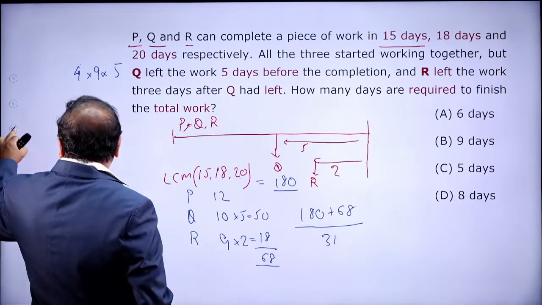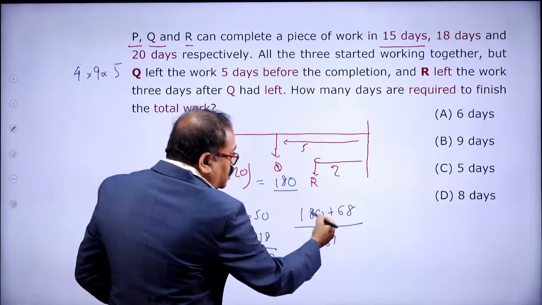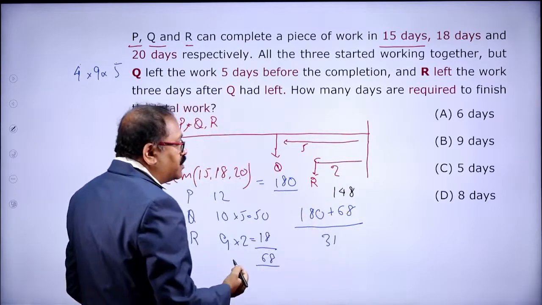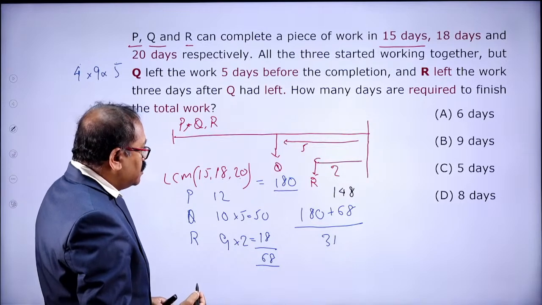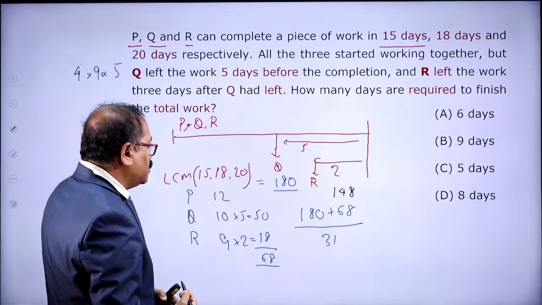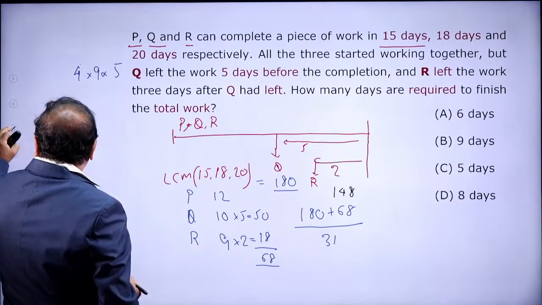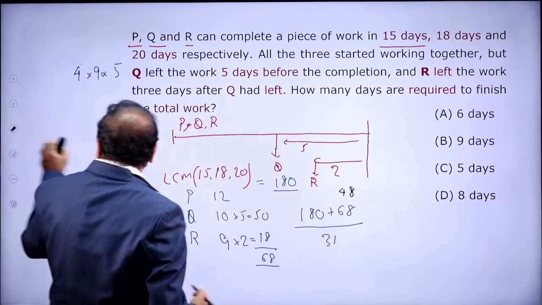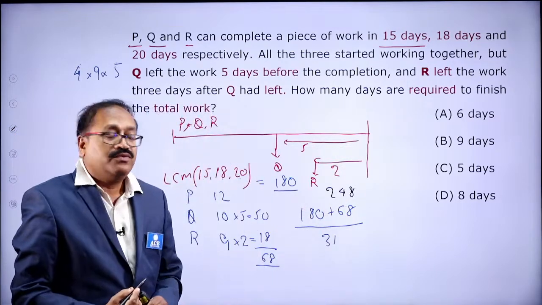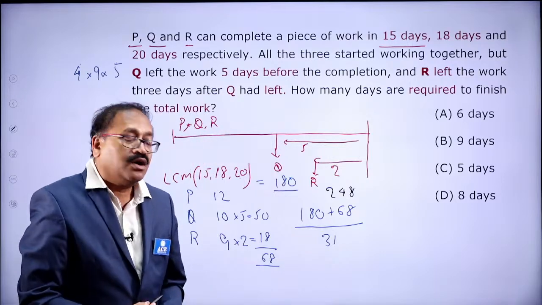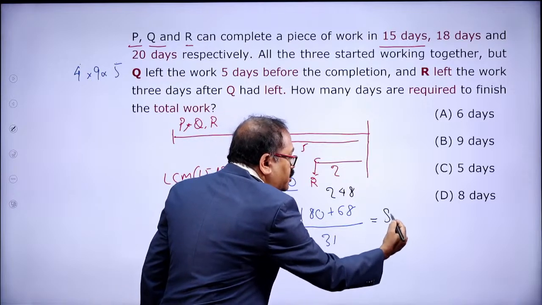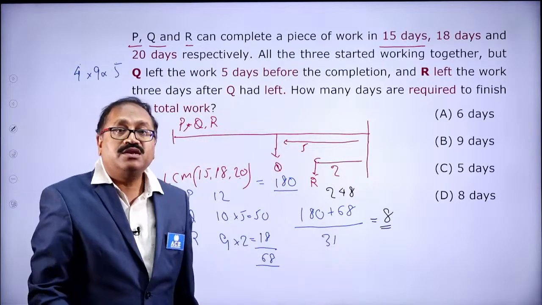Now I will answer this question. The very small calculation is here. So when I add this up, I notice that this is 248, and 248 divided by 31, how much do you get? I can clearly see that it goes 8 times. That means how many days it will take? It will take 8 days.